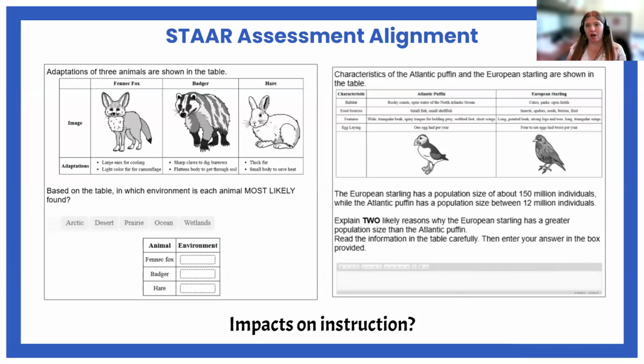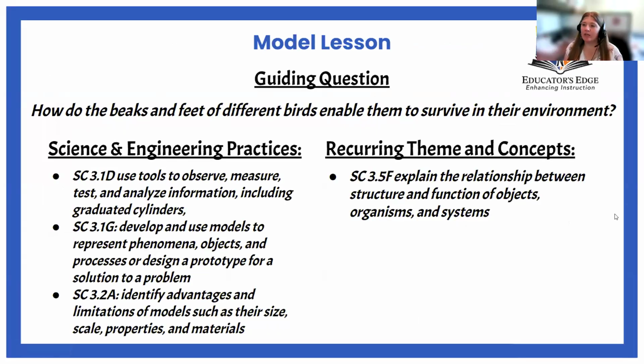It's not even just content, it is process and those test taking skills and all of those things. Good job, guys. All right, so we are about to move into the model lesson that Amy's going to demonstrate for you.